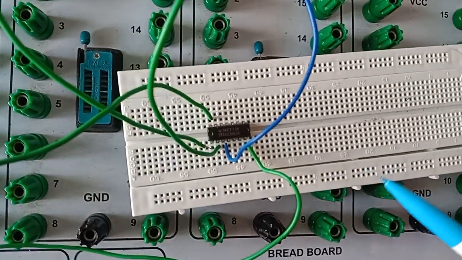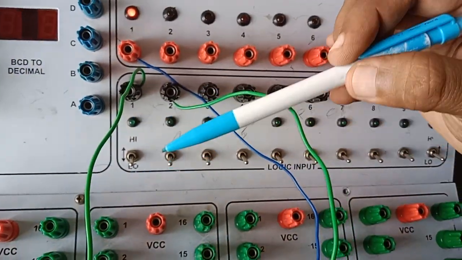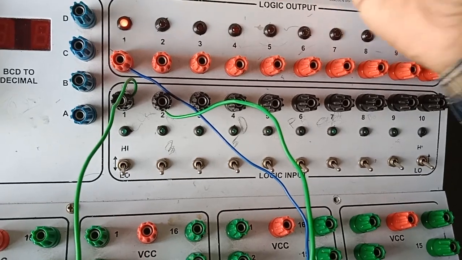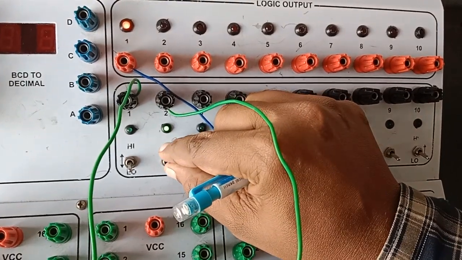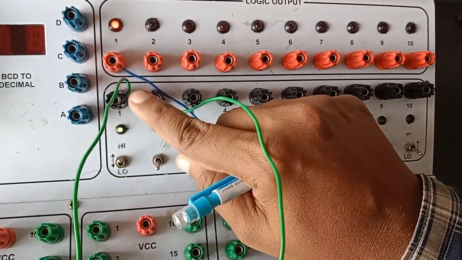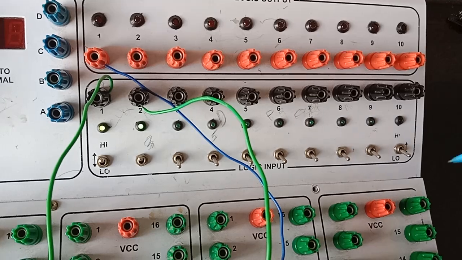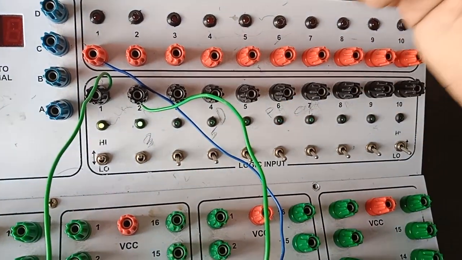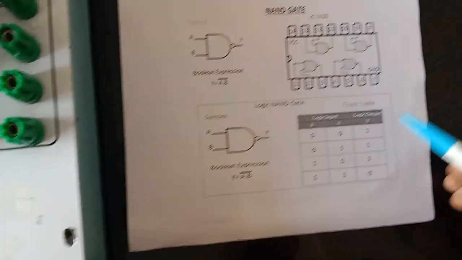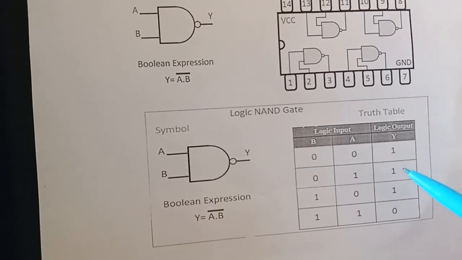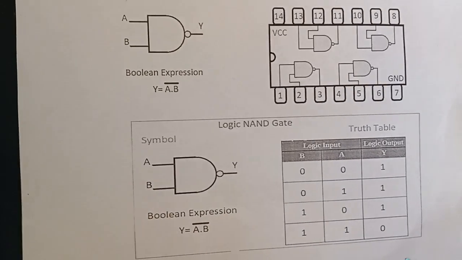If you apply the input values 0 0 as per the truth table, that is low values, the output is 1. Input 0 1 gives output 1, and if the input is 1 0 the output is also 1. So for the first three conditions the output is high. Next, if you apply both values high, 1 1, the output is 0. So from this implementation we verified the truth table: 0 0 gives output 1, 0 1 gives output 1, 1 0 gives output 1, and 1 1 gives output 0. So the truth table is verified using the digital trainer kit.